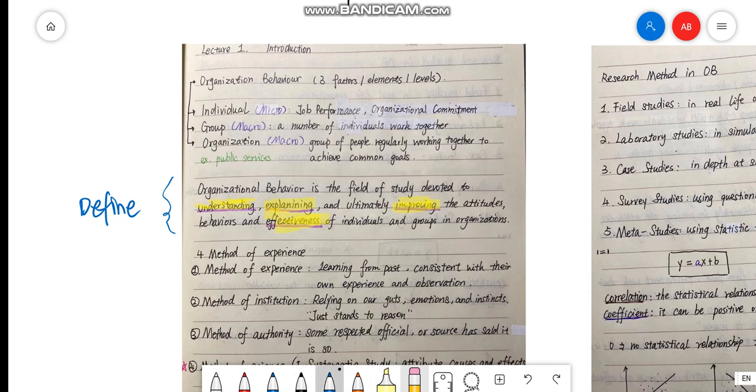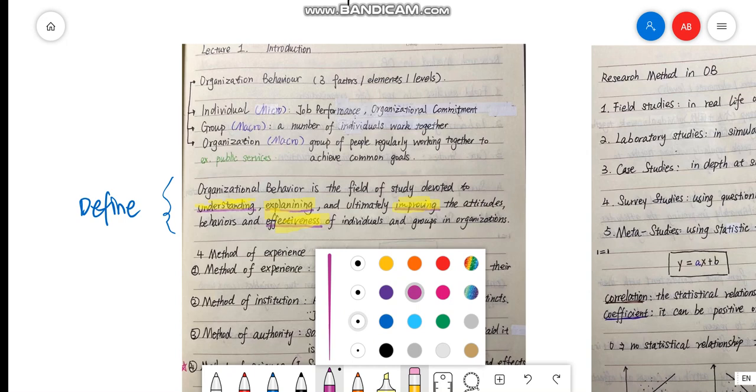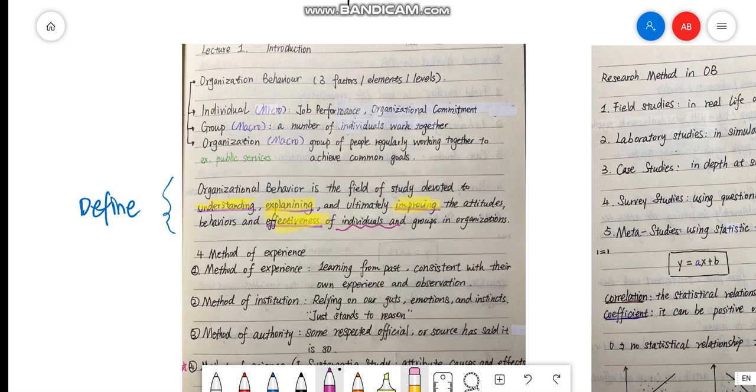Also, this is of individuals and groups in an organization. So if it's not in an organization, we have to focus on this: it is in an organization.